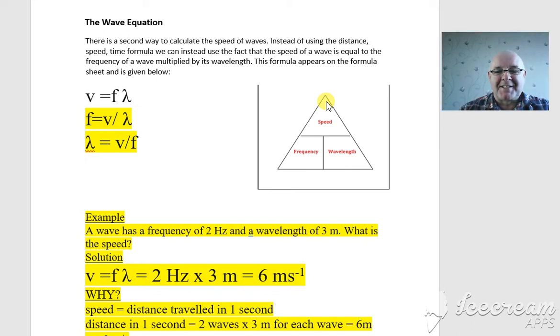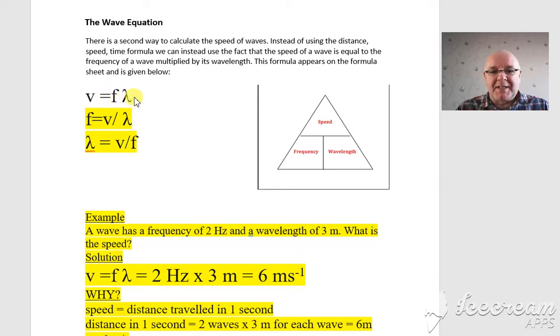Welcome to the second video in our series of 3 on wave speed. This is the one where we're going to study the wave equation. The wave equation was the first equation I ever learned in physics, about 1979 as far as I can remember, when my teacher showed me this equation, and it's one of the most useful equations you'll ever have for physics in general. So that's the wave equation.